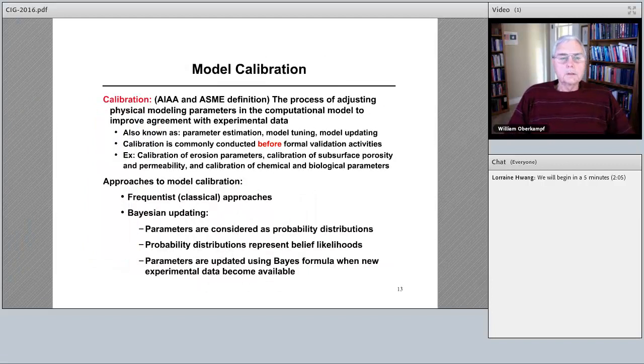Model calibration, particularly in the geosciences field, is an extremely important aspect. This is a definition from AIAA and ASME: the process of adjusting physical modeling parameters in the computational model, you could also say in the mathematical model, to improve agreement with experimental data. It's a very specific definition of calibration. And most people don't really think about what they're doing. That's actually what you're doing.